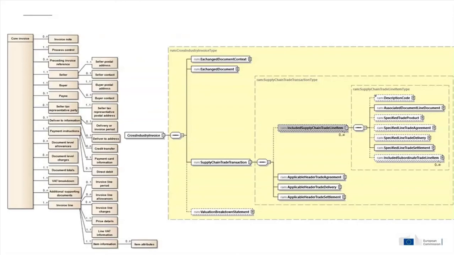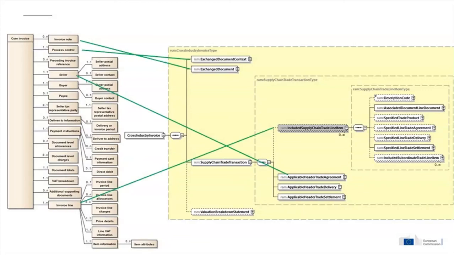So here's an example. On the left side, we have the semantic model, or a depiction of it. On the right side, we have the cross-industry invoice schema. In the cross-industry invoice schema, we have the invoice line expanded all to the right. And if we take a look at how this is mapped, at a very high level, we can see that the invoice note element is mapped to an element within the exchange document section. The process control is within the exchange document context section of the schema. This can, of course, be expanded. I was pointing this out on a high level.